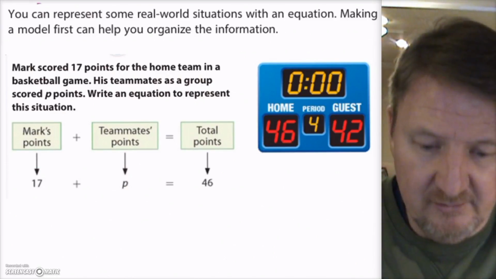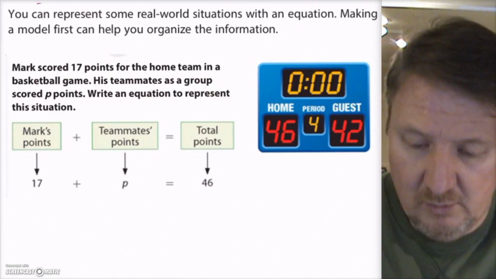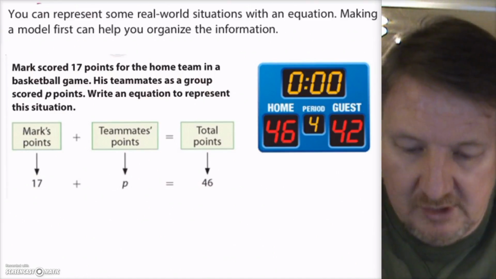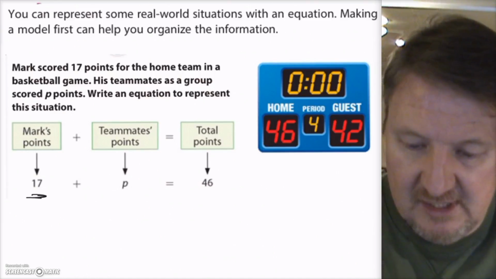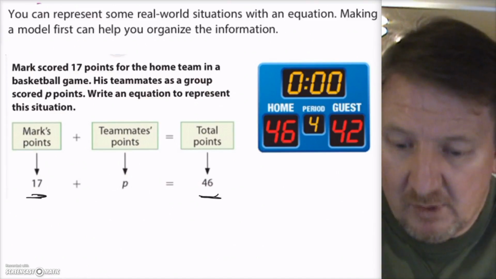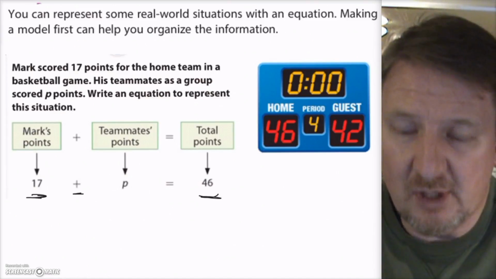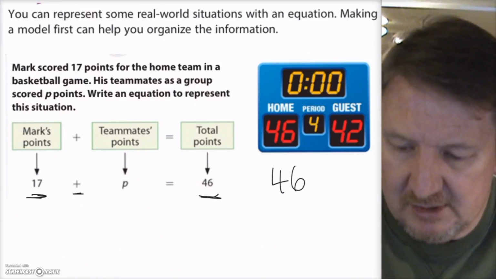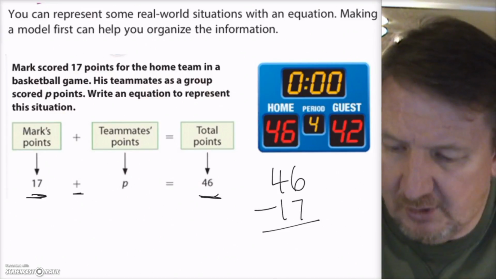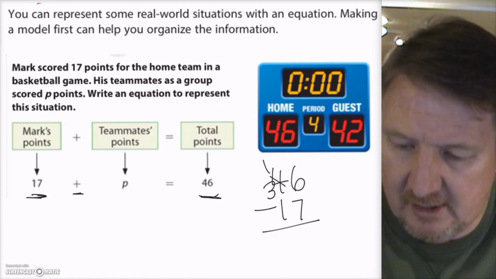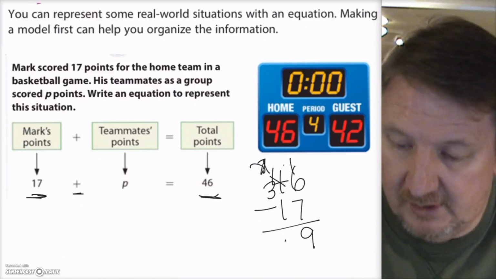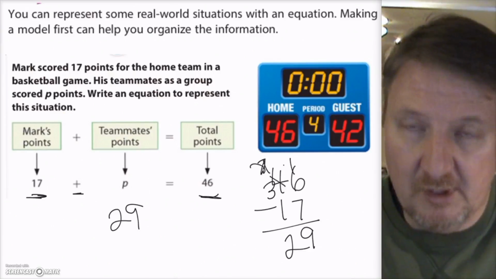And then we can find the value of that. Let me back up here. We could think to ourselves, what am I adding to 17 to get to 46? Well, because this is an addition problem, we can use subtraction to help us find our answer. So we could say 46, take the total amount of points and subtract out Mark's points. We've got to borrow here, so this will be a 16, and that would be a 9, and then 1 from 3 is 2. So the rest of the team scored 29 points.